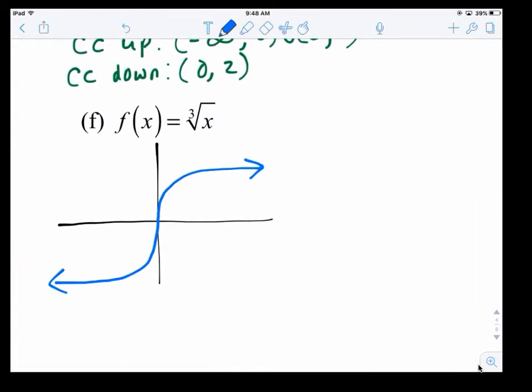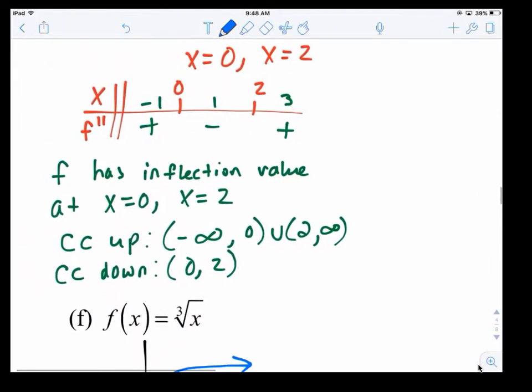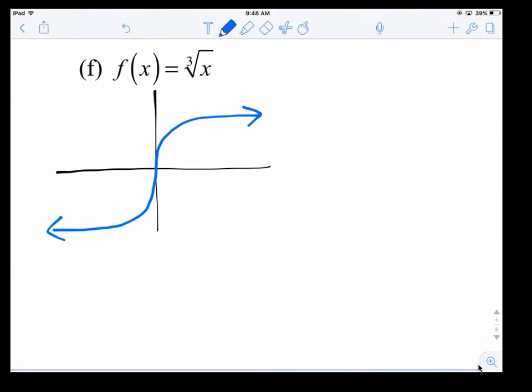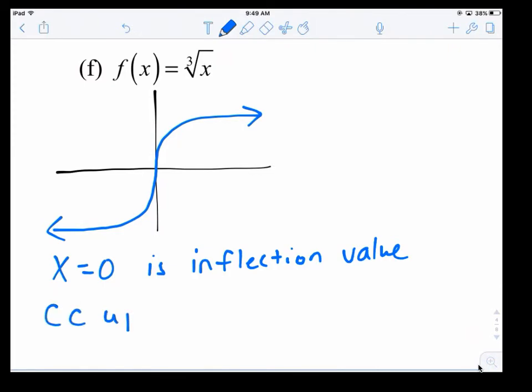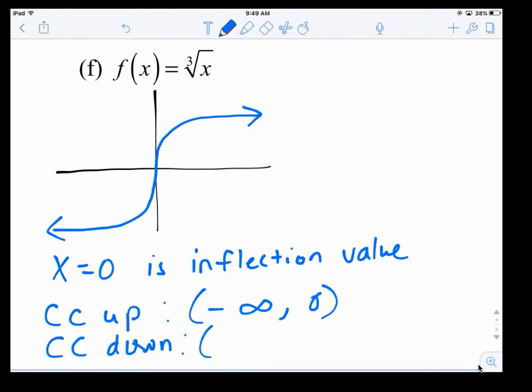You don't always have to do it like that. If you have an idea of what the graph looks like, you can just graph it. So you're concave up, you're concave down, right there at 0. So x equals 0 is an inflection value. And then you are concave up from negative infinity to 0, and then concave down from 0 to infinity.